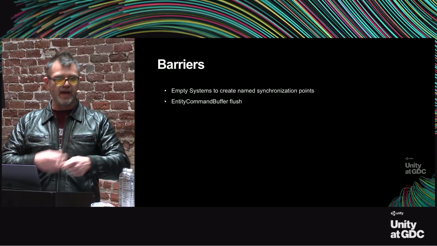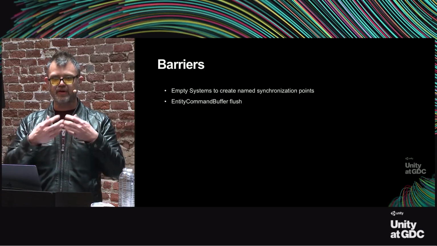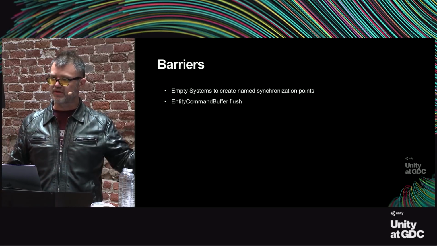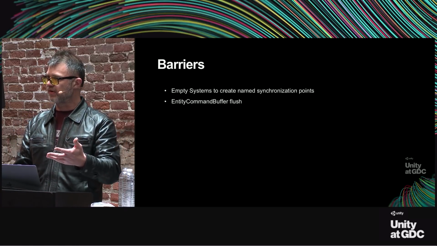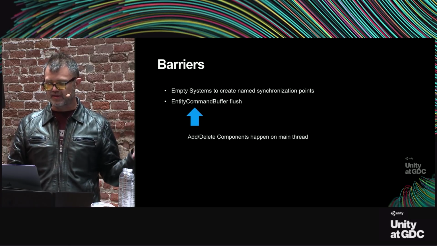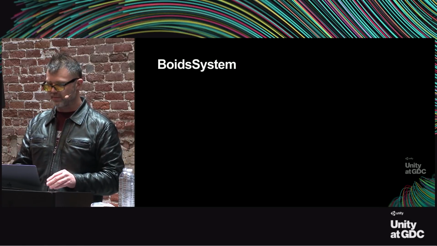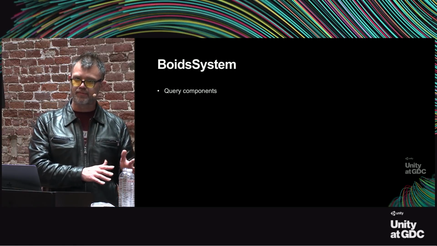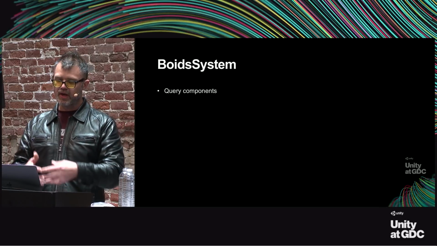So you can say, I want to add components and edit components into a queue, which then gets flushed at the barrier point. And you can declare what barrier you're going into. So as I said, adding and deleting components basically happen on the main thread at that point. So that's the MoveForward system, right? That's a simple system.